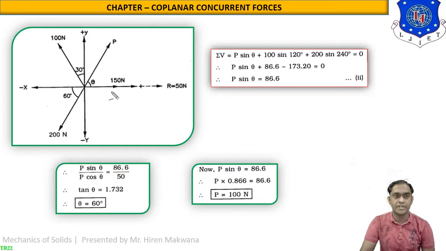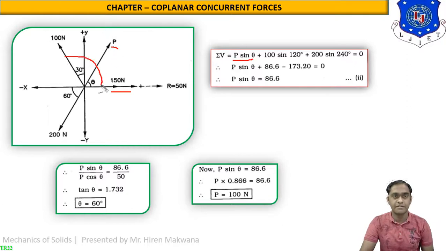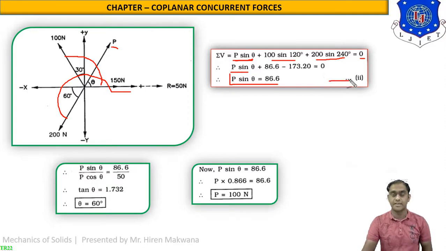First one is 150 sine 0. But sine 0 actually equal to 0. So 150 sine 0 is neglected. The second force is P and the angle is theta, so it is P sine theta. Next one is 100 sine 120, so 100 sine 120. Next one is 200 sine 240, so 200 sine 240, but sigma v equal to 0 now. So the unknown term is P sine theta, and in your calc you will find the equation number 2 like this. P sine theta equal to 86.6. This is equation number 2.